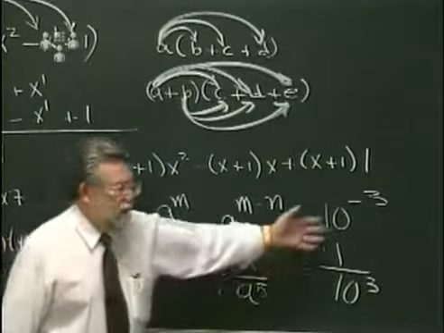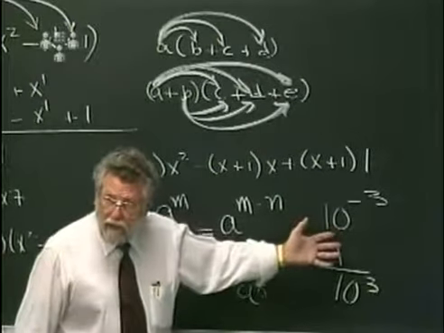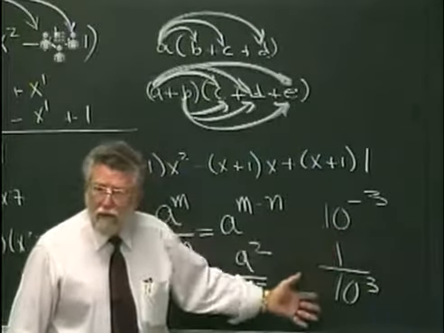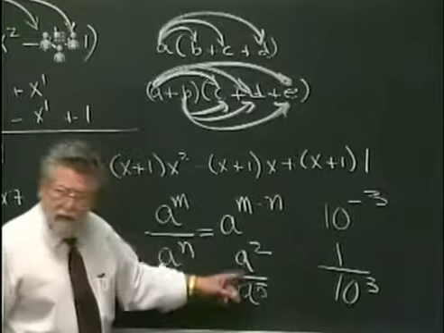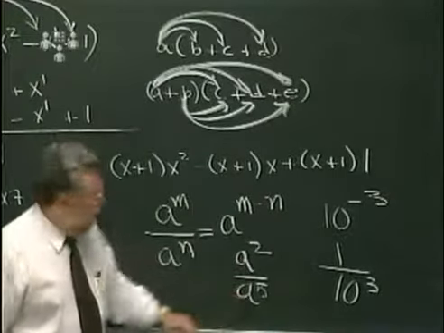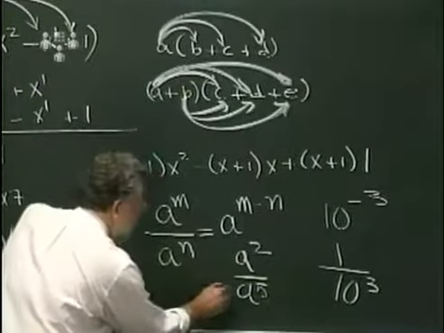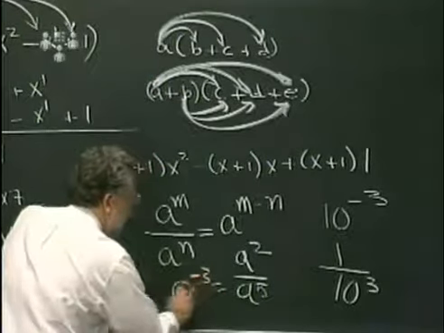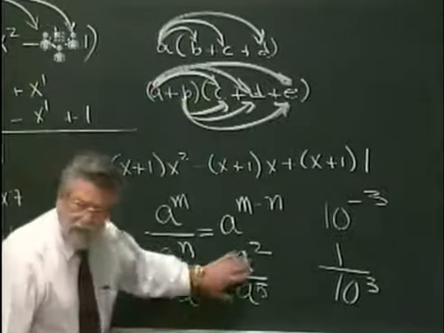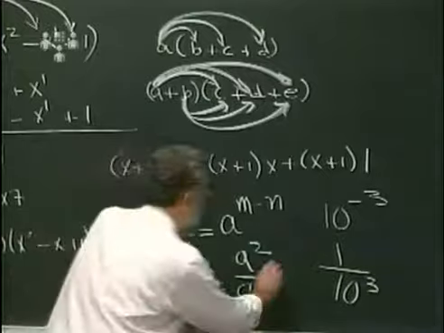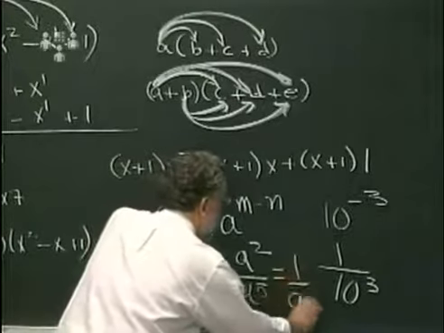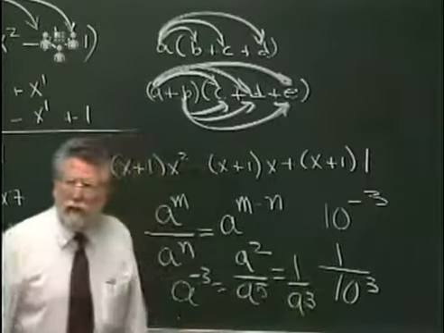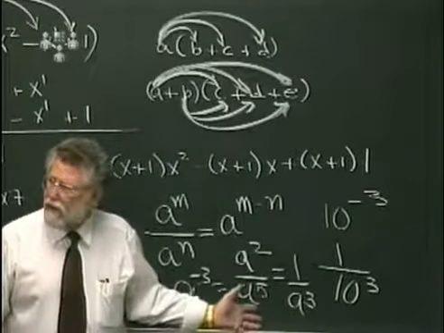One more time, same argument that we had here: 10 to the minus 3 is understood to mean 1 over 10 to the third. So if I do the subtraction, this comes out a to the negative 3. But if I just cancel, I'll end up with 1 over a to the third. And so it's exactly the same argument we had with 10, even though my base is different.